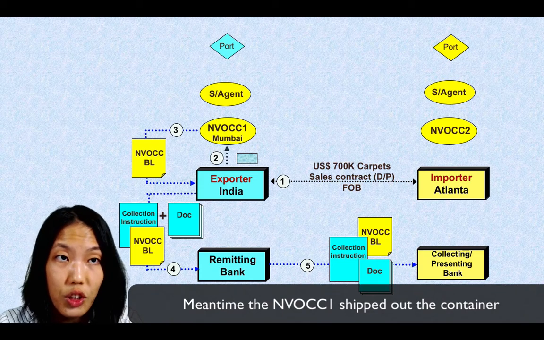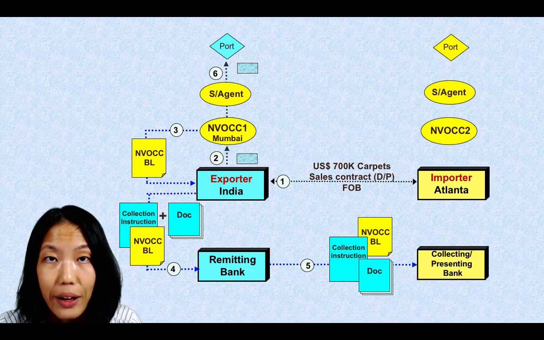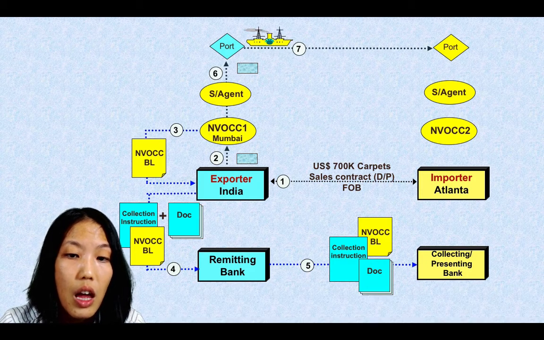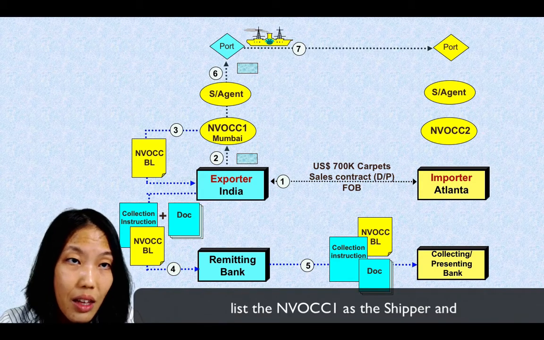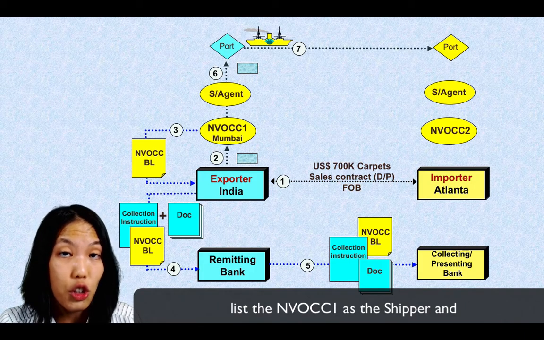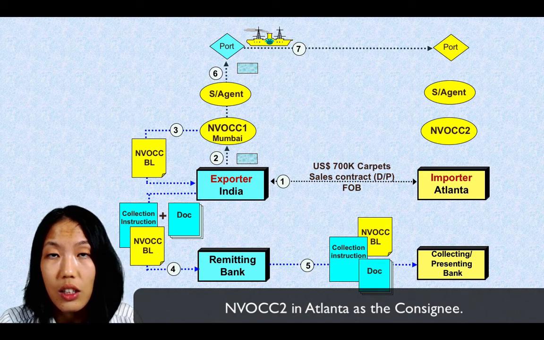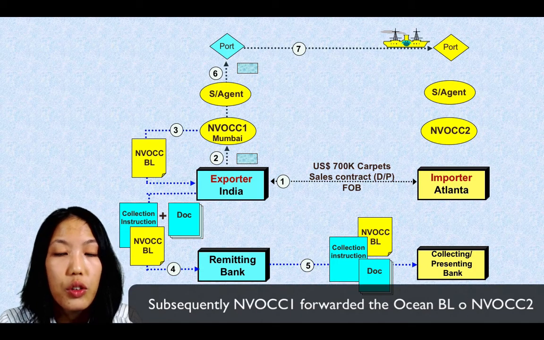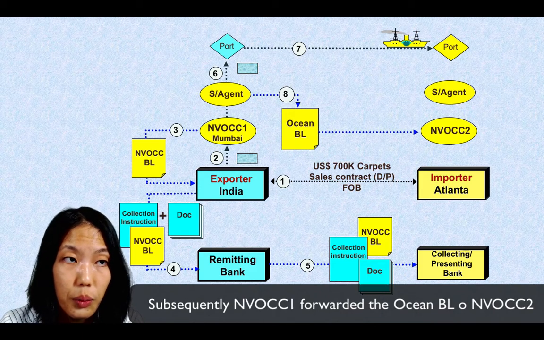Meantime, the NVOCC-1 ships out the container through a shipping agent in Mumbai. Once the container of goods are loaded onto the vessel, the shipping agent issued an Ocean BL, which lists the NVOCC-1 as the shipper and the NVOCC-2 in Atlanta as the consignee. Subsequently, NVOCC-1 forwards the Ocean BL to NVOCC-2.